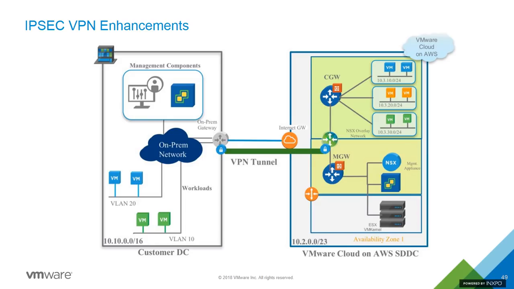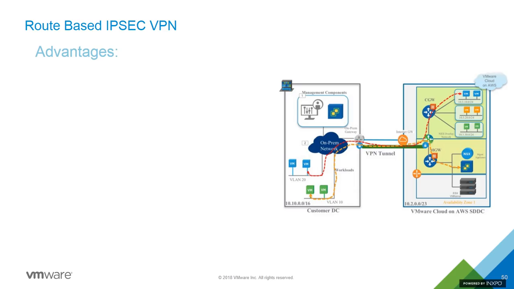Once you have the VPN tunnel up, you can do things like allow workloads from on-premises to talk with workloads running in the cloud. You will be able to do things like hybrid linked mode, where you're able to take a look and manage both environments from one specific vSphere client. The VPN tunnel makes things really nice and easy for you to manage multiple sites without having to have multiple tabs.